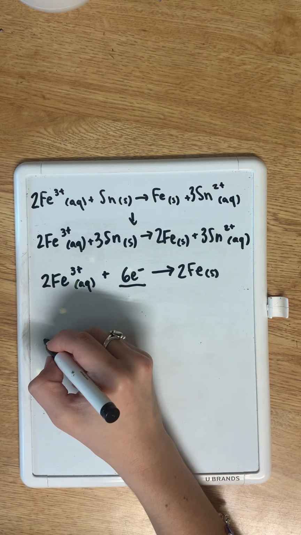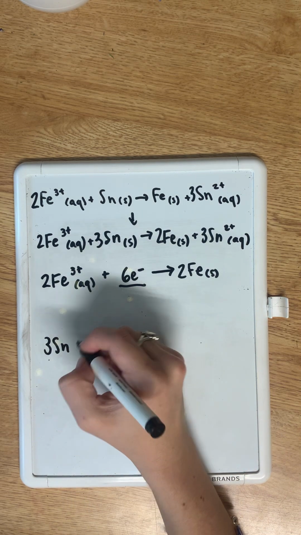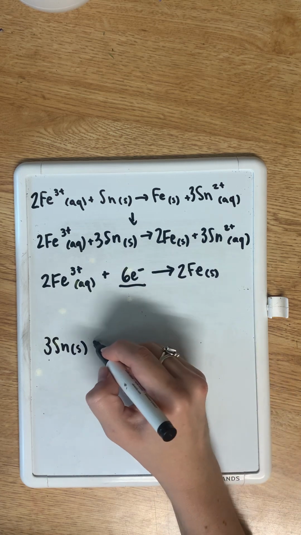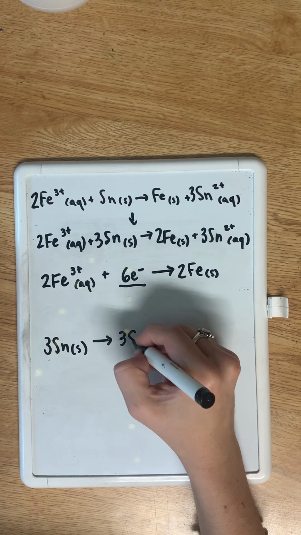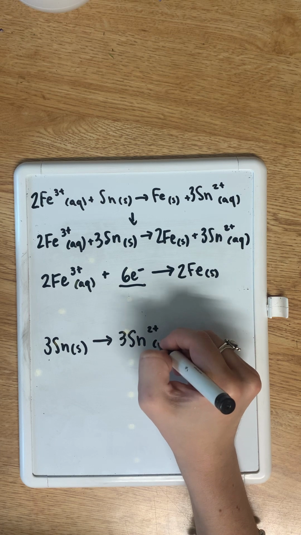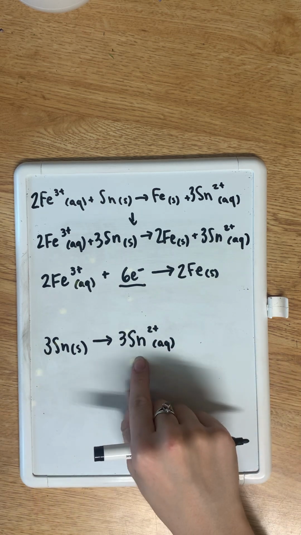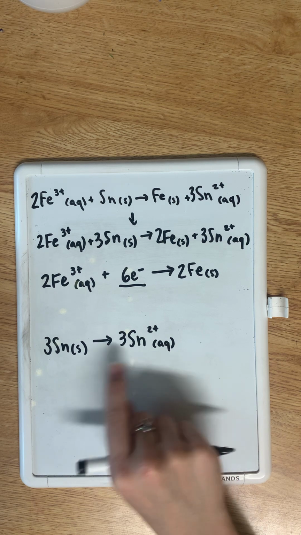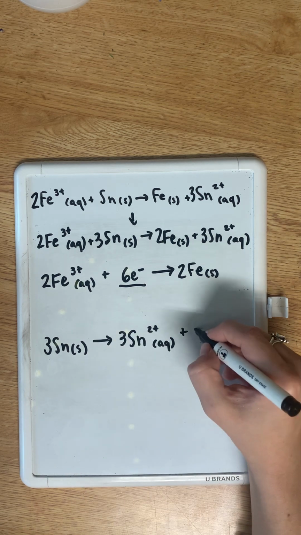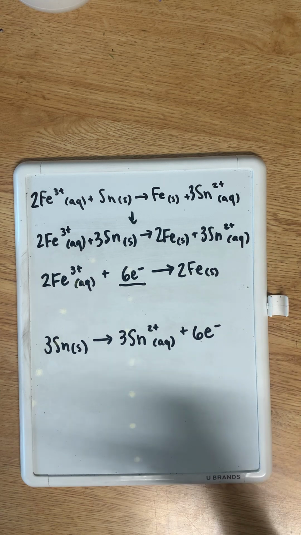The second half reaction, we want to take all the things with tin in them. So that's this. All right, and here we start with neutral, and then on this side we have 6 plus, and so in order to make it neutral, we want to add 6 electrons on this side.